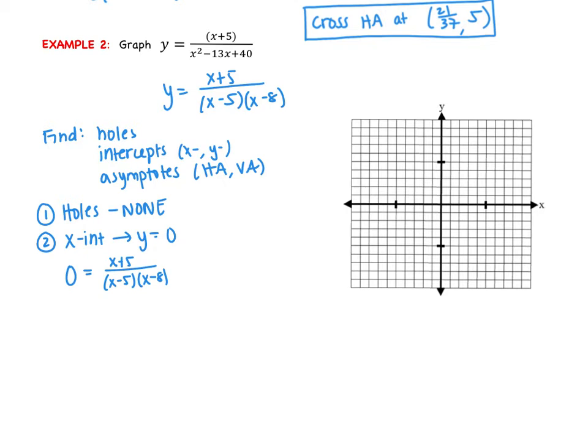I'm going to write that 0 as 0 over 1, so I can cross multiply. 0 times anything gives us 0. And then 1 times x plus 5 just gives us x plus 5. When we solve, we get x equals negative 5. So that tells us that our x-intercept is the point negative 5, 0.